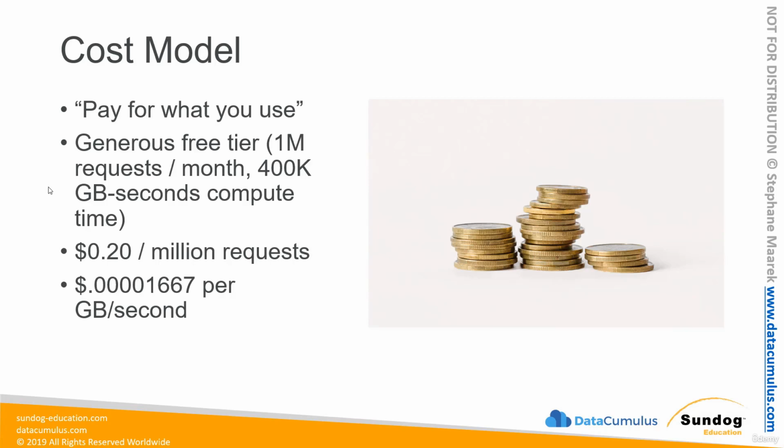If you do need to go beyond that, it's only 20 cents per million requests, or 0.00001667 per gigabyte per second of throughput. So really cheap, and you'd have to be doing something really massive for that to add up to anything substantial. So that's great. You just pay for what you use with Lambda. There's no fixed baseline cost to it.